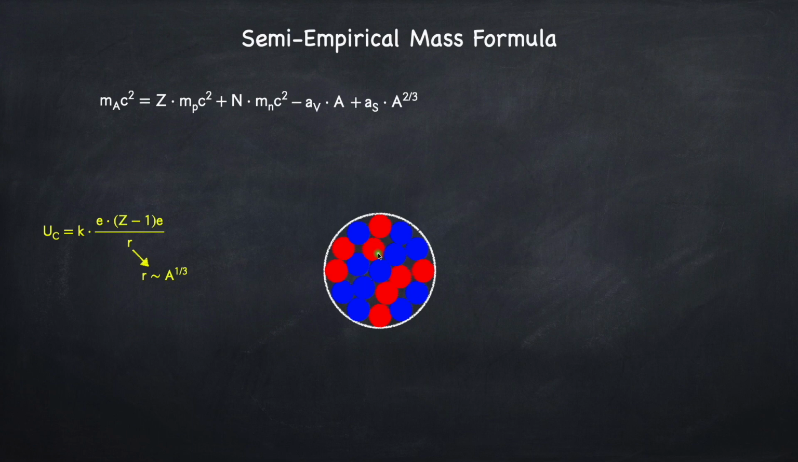Now this energy is the electrostatic energy for one of the protons in this nucleus. Since there are a total of Z protons in the nucleus, we multiply this by Z to get the total electrostatic energy of the nucleus. So we can now write down a correction term that's going to be some number, A sub C, C for Coulomb, times Z minus 1 divided by A to the 1/3.